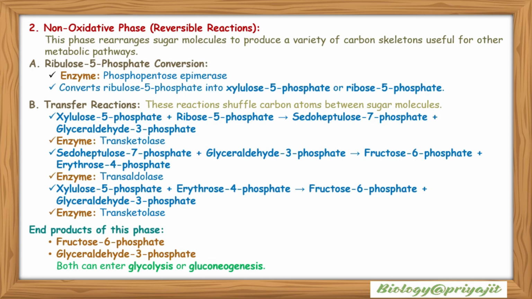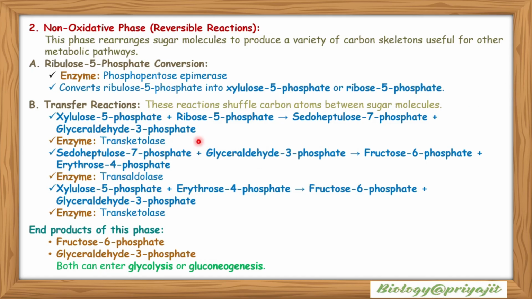The non-oxidative phase, which is also known as the reversible phase, rearranges sugar molecules to produce a variety of carbon skeletons useful for other metabolic pathways, such as ribulose 5-phosphate, which, with the help of the enzyme phosphopentose epimerase, will convert into xylulose 5-phosphate or ribose 5-phosphate.